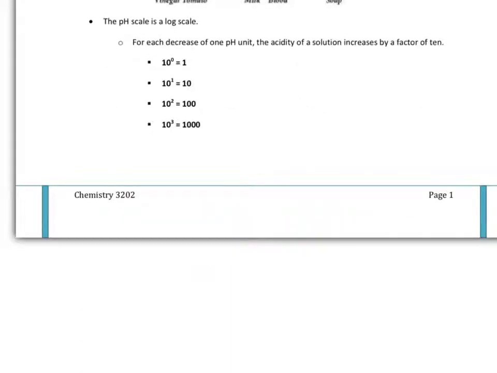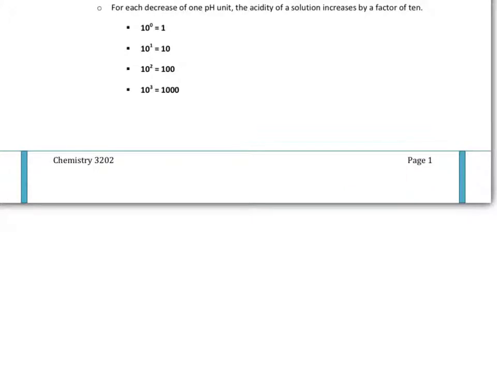The pH scale is a log-based scale. And you'll notice that we're going to be looking at logs when we look at the calculations. For the purposes of Chemistry 3202, this is all you need to know about the pH scale with its relationship to the log scale. And we'll talk about the log scale in a lot more depth when we get to the IB material. For each decrease of 1 pH unit, the acidity of a solution increases by a factor of 10.